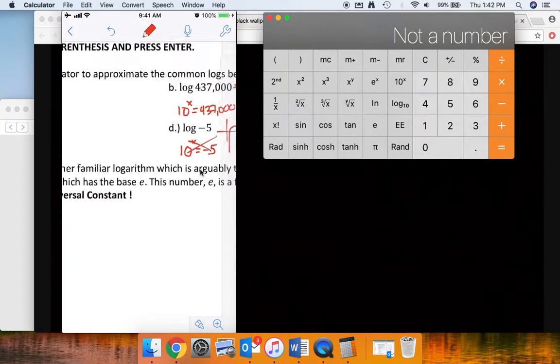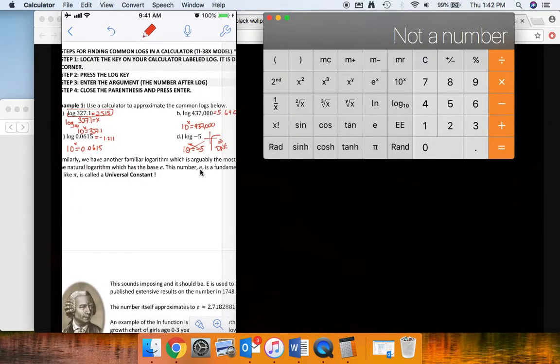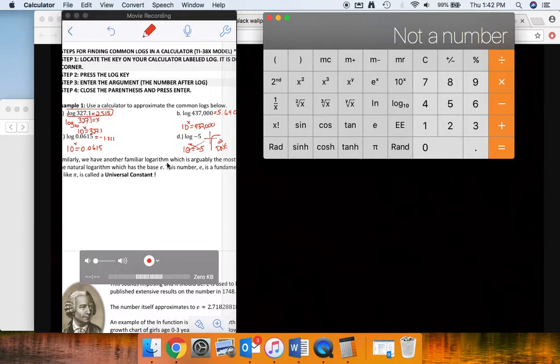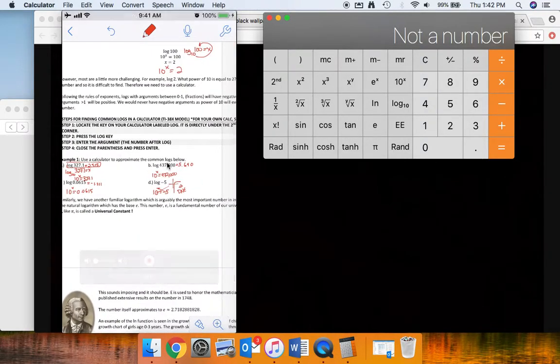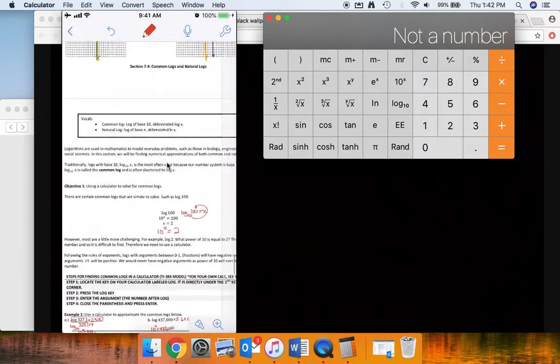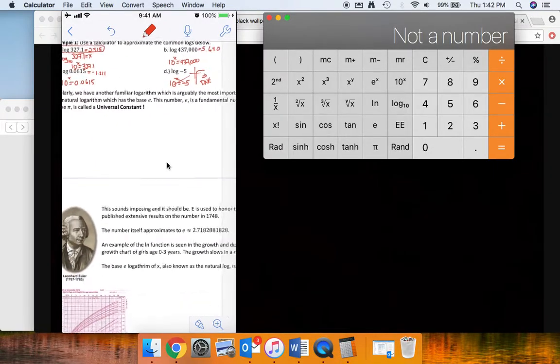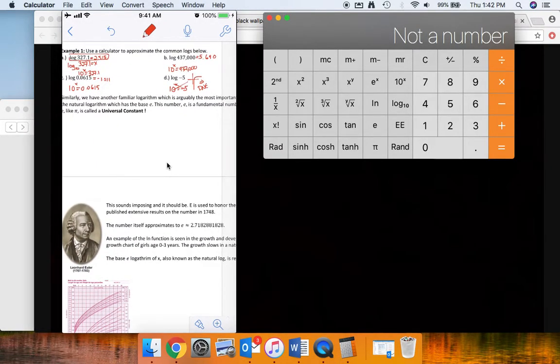All right. So that's the common log. It's not super hard. Plug it in your calculator, right? It's to the power of 10. The other one we're going to talk about is the natural log. Natural log also has a common base, but this base is the letter E.